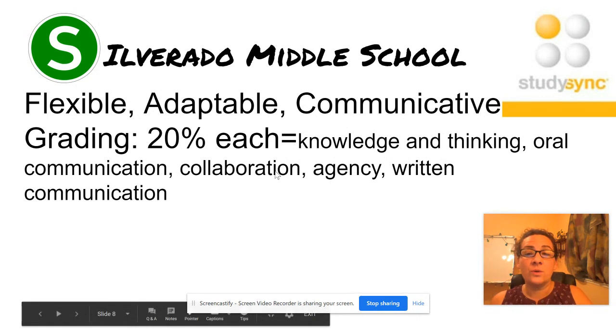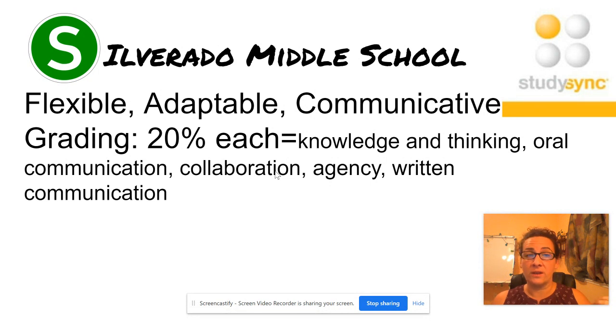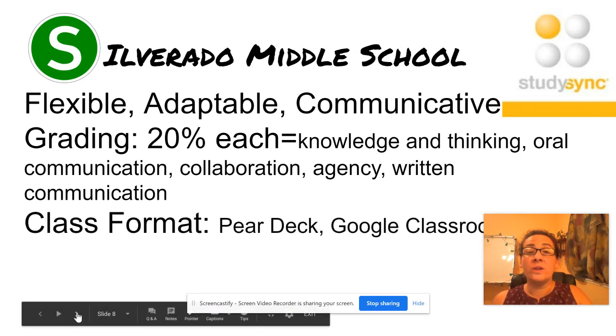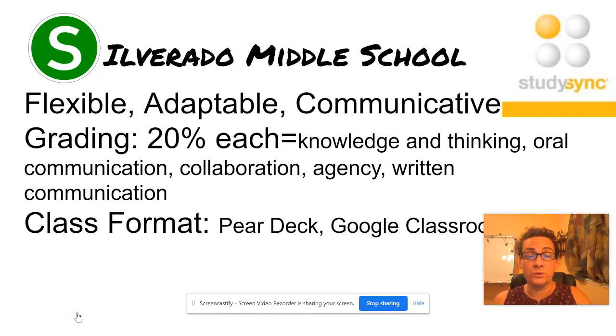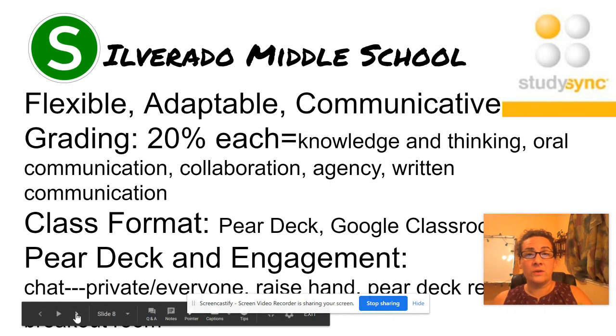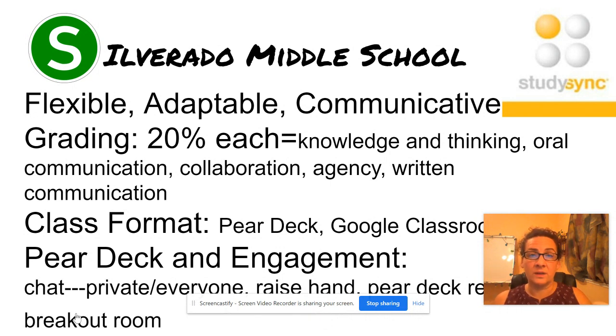So the grading policy is 20% of each: knowledge and thinking, oral communication, collaboration, agency, and written communication. And notice that it's very similar to the 4 categories on the LPAC test that they need to pass too. We use Pear Deck and Google Classroom, and there are many ways that your student can be engaged in class.